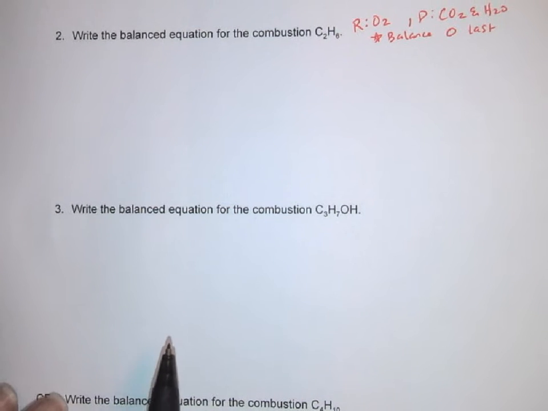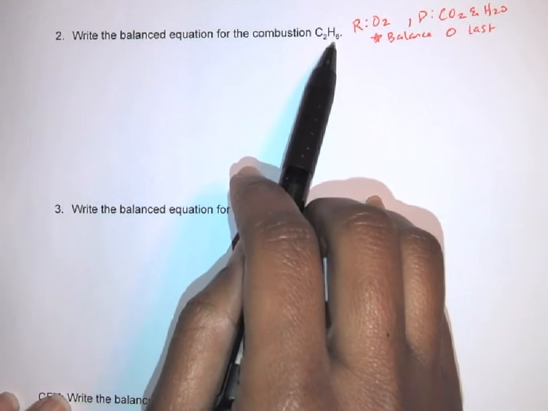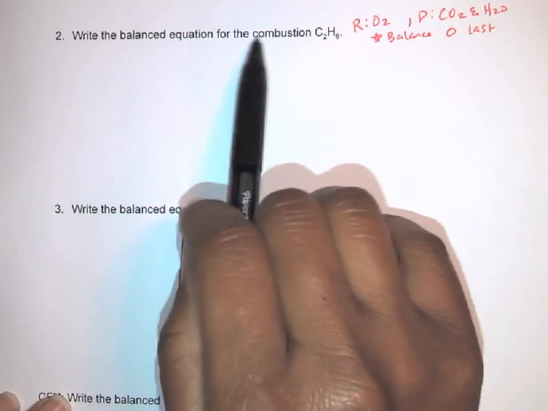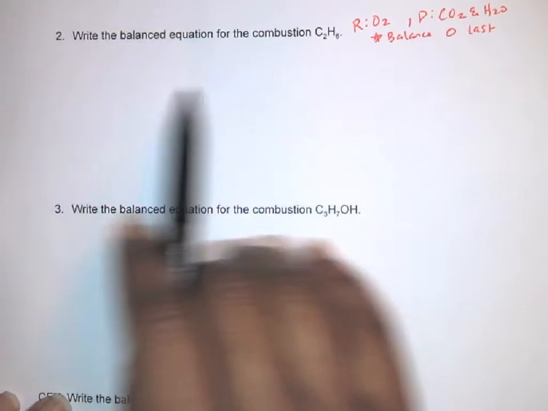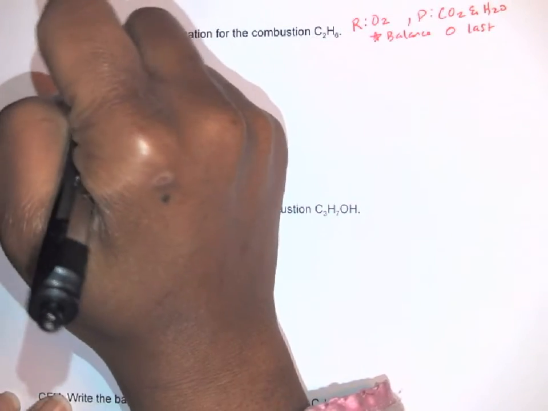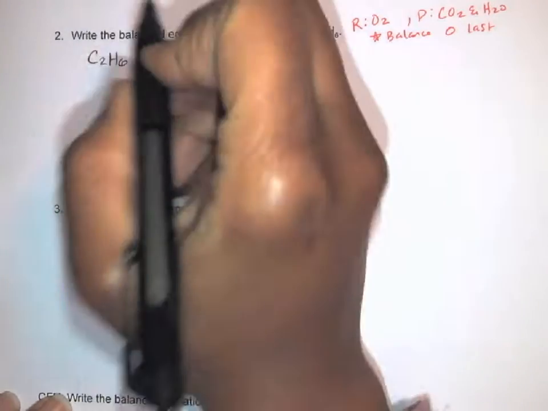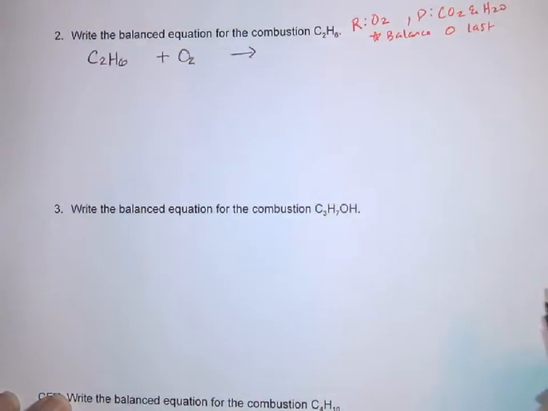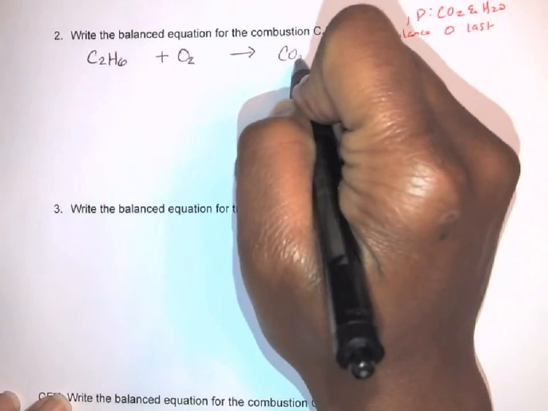This is example 2. In this example problem, they're asking me to write the balanced equation for the combustion of C2H6. Since it's a combustion reaction, I need to start by writing my reactants and products to get an unbalanced equation. I'm going to begin with the C2H6. The other reactant is going to be O2 for a combustion reaction. And then my products are going to be CO2 and H2O.